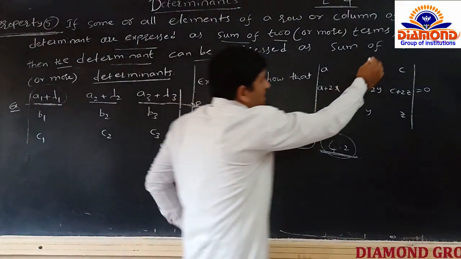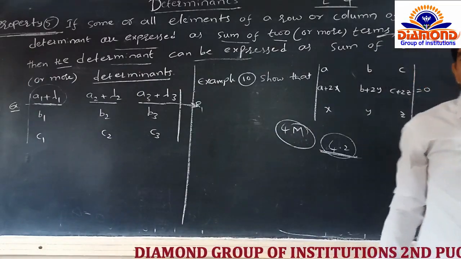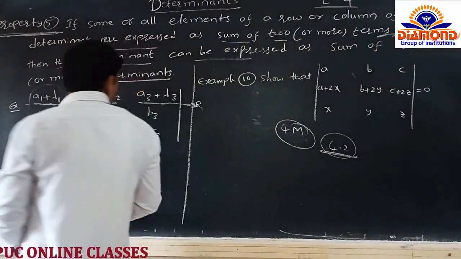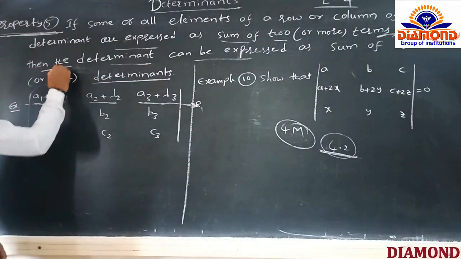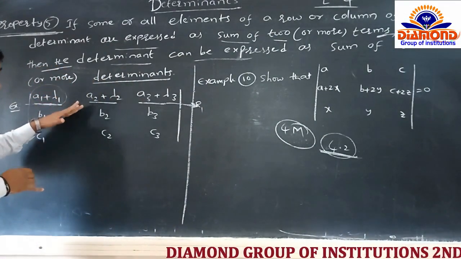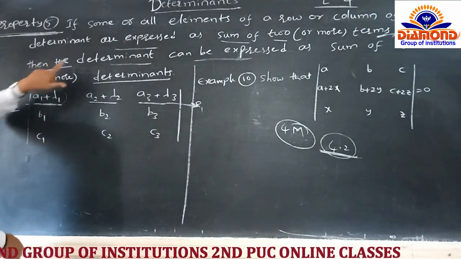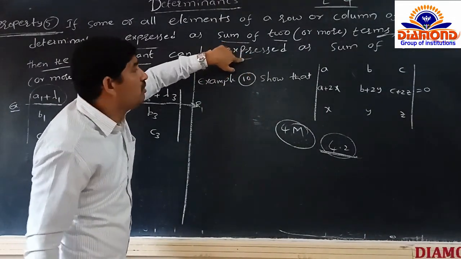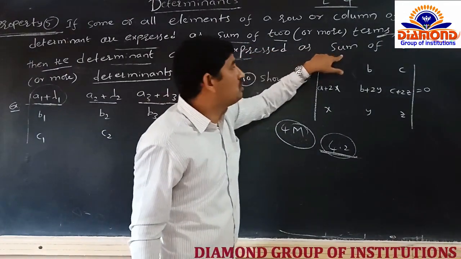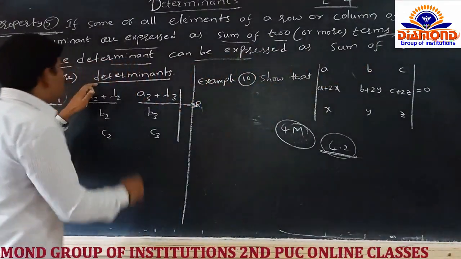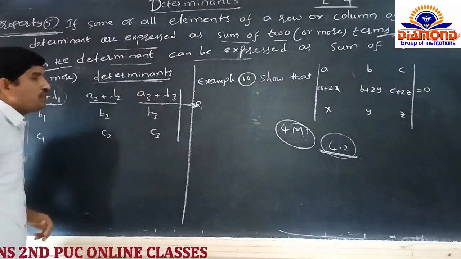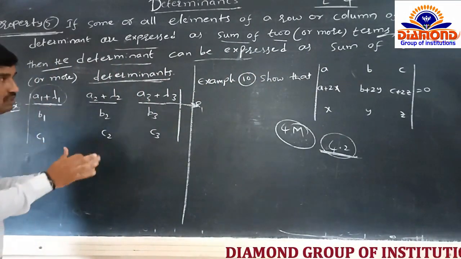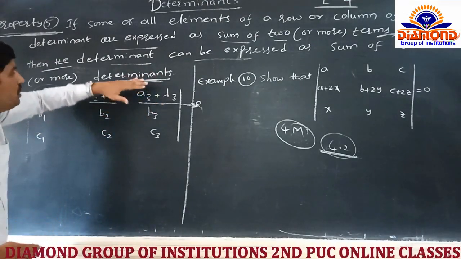Up to here we have completed. Next, see the continuation. If there is a sum of 2 terms, then what will happen? Then the determinant can be expressed as sum of 2 determinants. Yes or no?